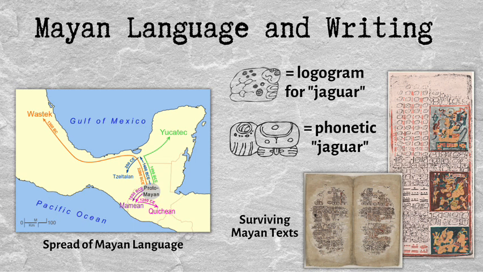Mayan writing was the most advanced writing of its time in the Americas. The writing system contains both logograms, where a single image represents a word, and phonetic words, where sounds are represented with symbols and combined to make a word. While there were many books written in Mayan glyphs, many were destroyed by Spaniards under the direction of the Catholic Church. A few books survived and are pictured here on the slide.